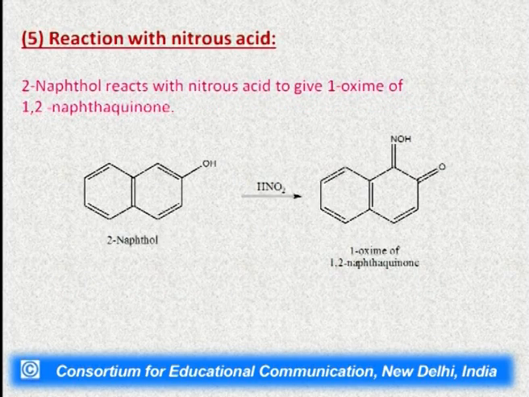Now comes the reaction with the nitrous acid. 2-naphthol on reaction with nitrous acid will give us the 1 oxime of 1,2-naphthaquinone. This is the 1,2 position of naphthaquinone, and we are getting here the oxime at this carbonyl compound of naphthalene, in which the carbonyl group is present at C1 position. So we are getting here oxime at the C1 position of the 1,2-naphthaquinone.